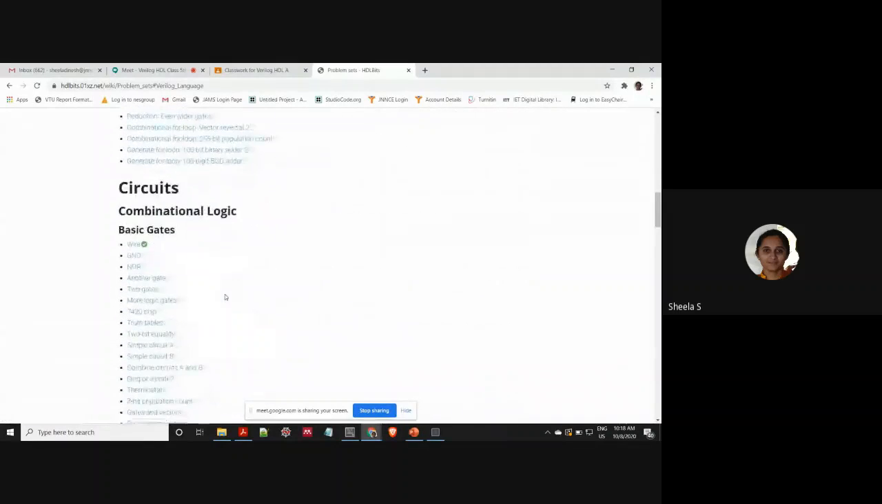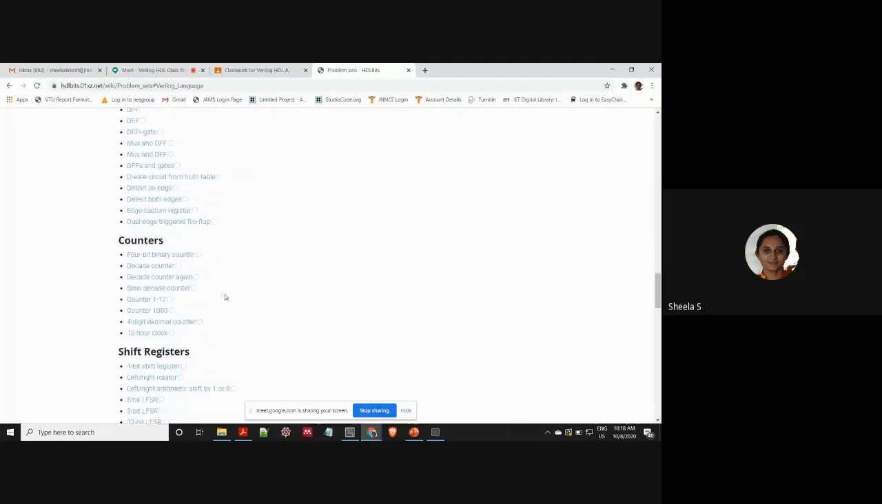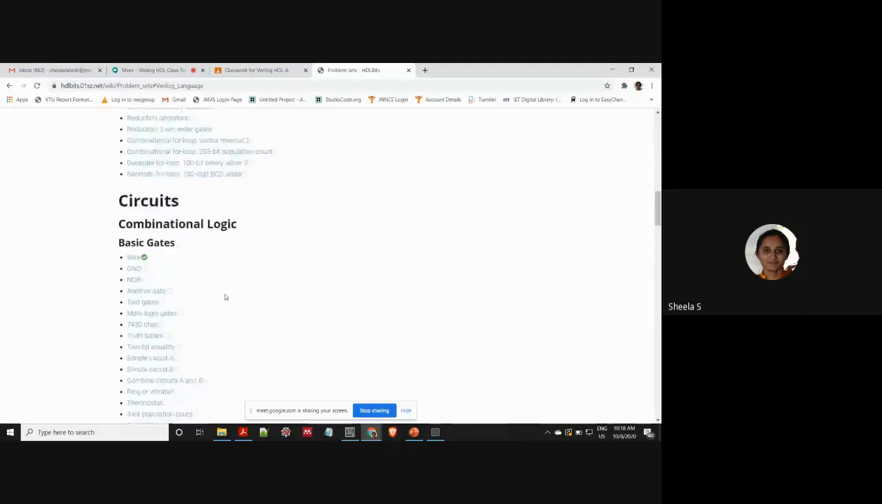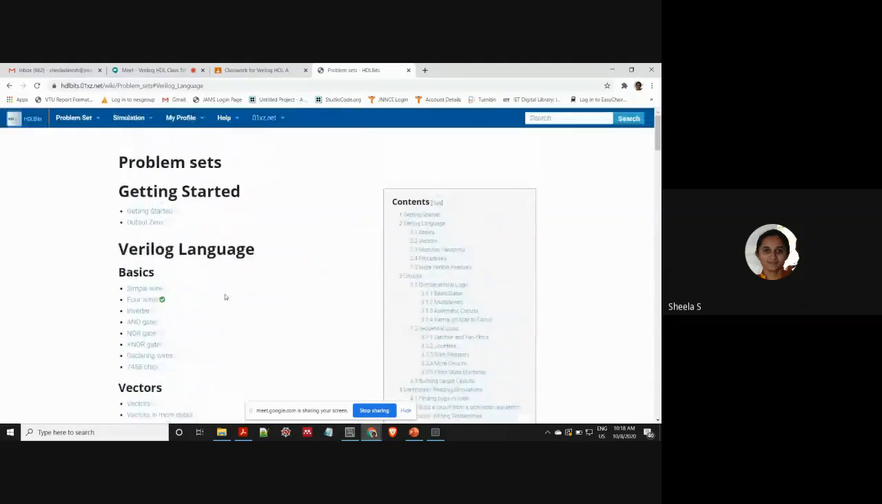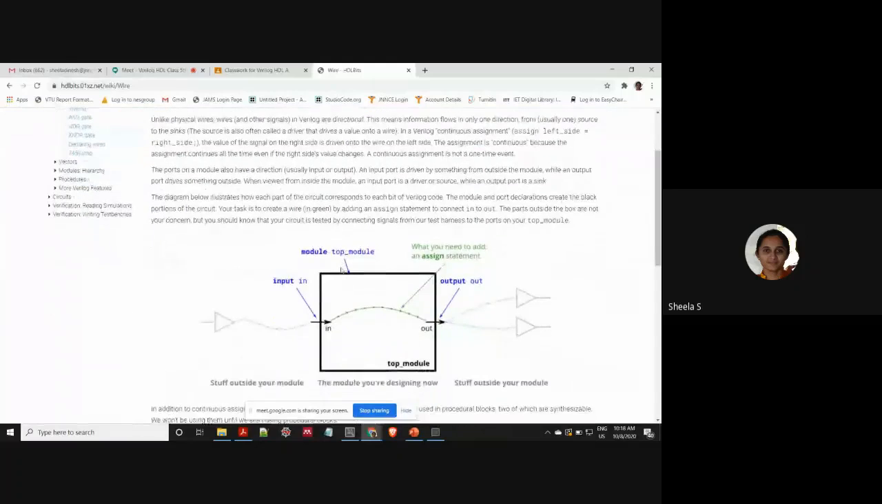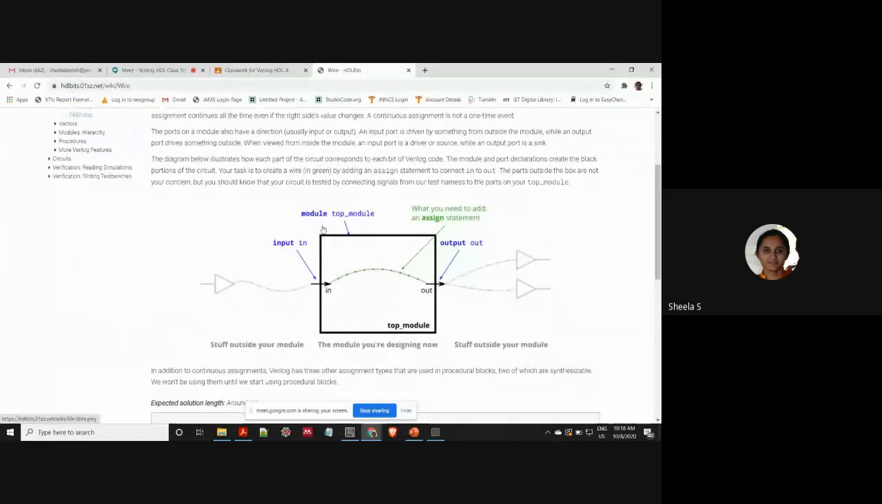There are so many problems which you can practice. A problem is nothing but a question, or many different types of programs which you can practice. In this, I'll show an example of a simple wire. If we click on this simple wire, you can get its corresponding theory, and it will also show how the connection is.